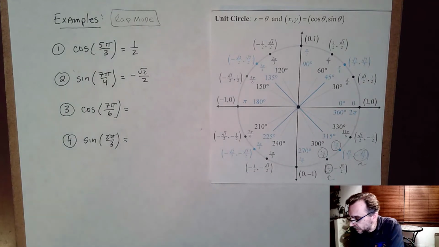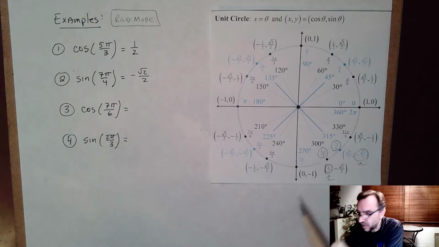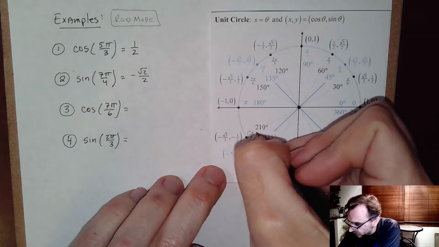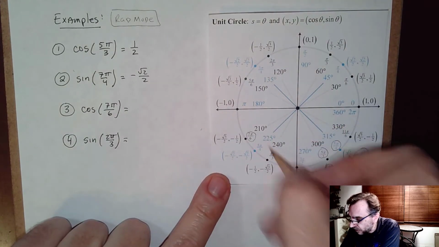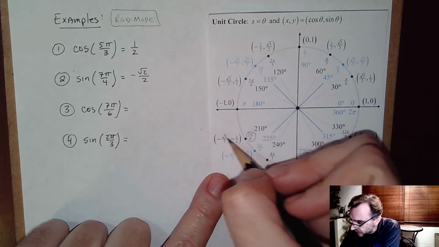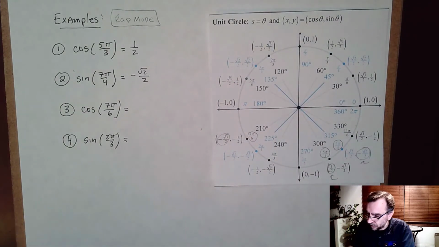So the next one is cosine of 7 pi over 6. So we find 7 pi over 6. And that's equivalent to 210 degrees over here in quadrant 3. Right? So cosine is the x-coordinate, right? So negative root 3 over 2.